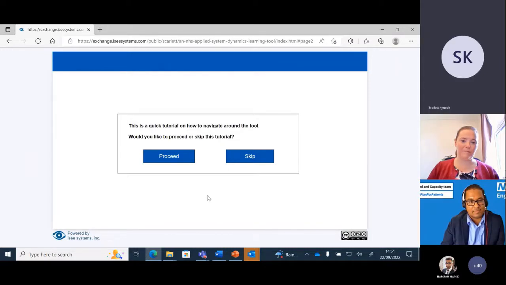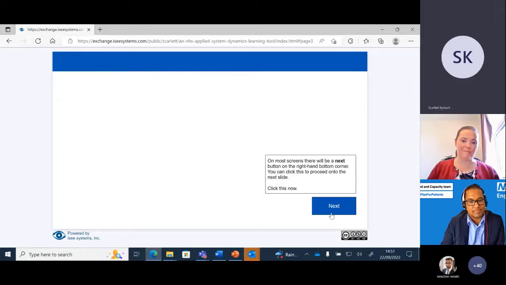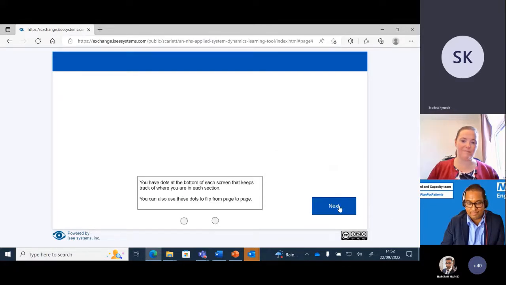For when you're navigating the tool later, when you get to the interactive simulator portion, I will just very briefly go through this. It starts off, there will be next buttons, normally in this bottom right hand corner, and that will allow you to move on to the next slide.